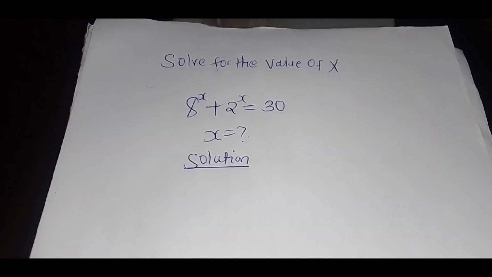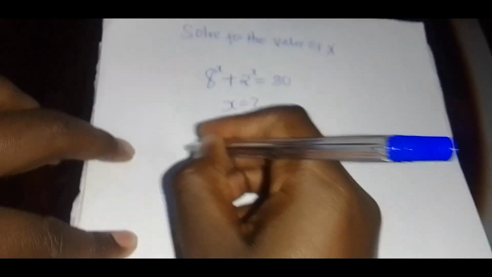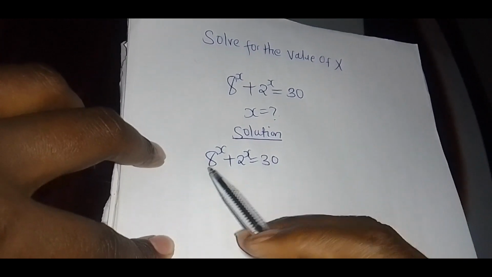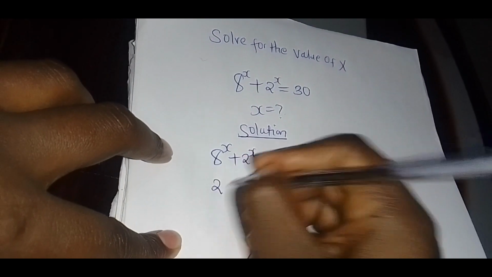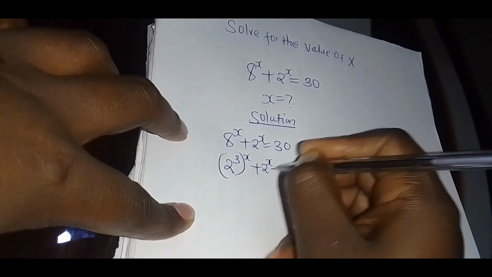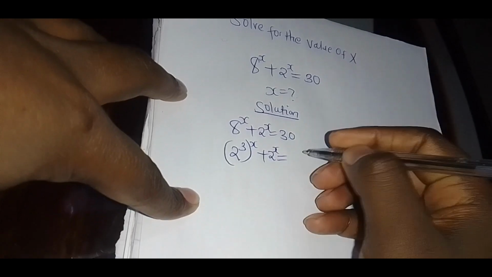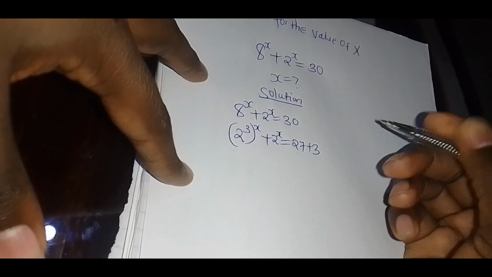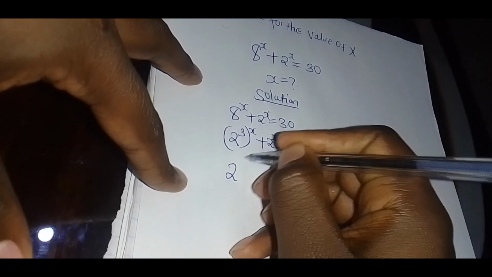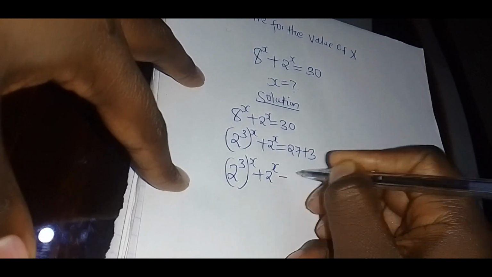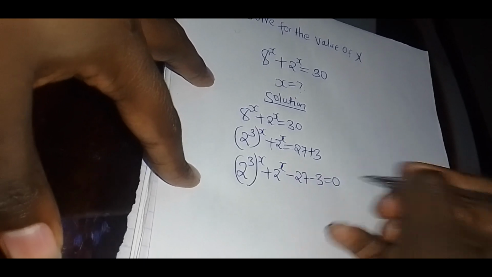So the first thing, we write this. We have 8 raised to power x plus 2 raised to power x is equal to 30. We can rewrite 8 as 2 cubed, raised to power x, plus 2 raised to power x is equal to 30. Now, 30 can also be written as 27 plus 3. So this is 2 cubed to the power x plus 2 raised to power x minus 27 minus 3, which is equal to 0.